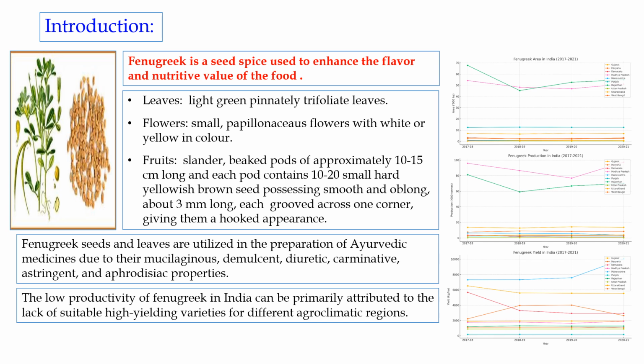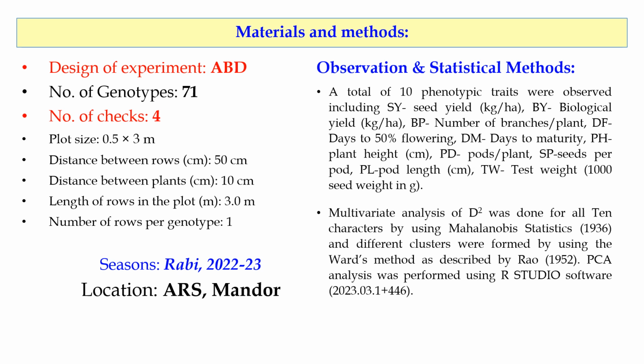Keeping all these points in mind, this experiment was planned using 71 fenugreek genotypes, including 4 reference checks, that is RMT143, RMT305, Ajmeri fenugreek 2 and Ajmeri fenugreek 5. These genotypes were received from different geographical regions and were evaluated in augmented block design with 5 blocks during Rabi 2022-23 at ARS Mandor, Agriculture University, Jodhpur.